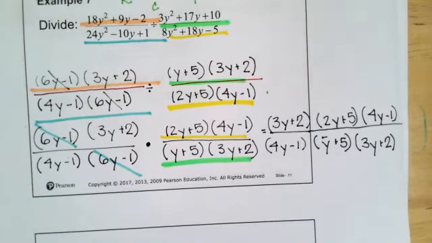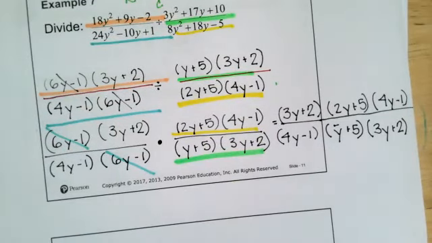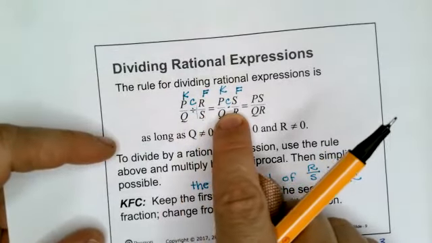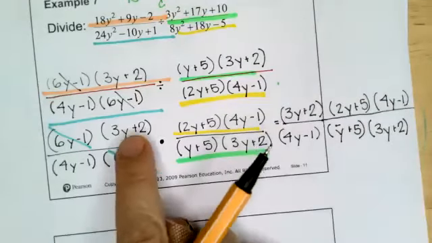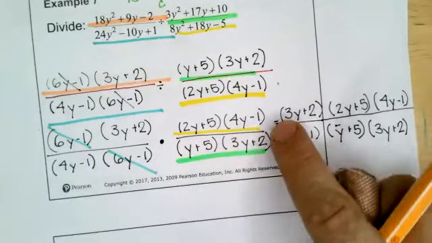Where was it? I like your little example, but it's long gone. All right. P times S is the same as PS, right? So 3y plus 2 times 2y plus 5 times 4y minus 1 is the same as putting them all in the same line.